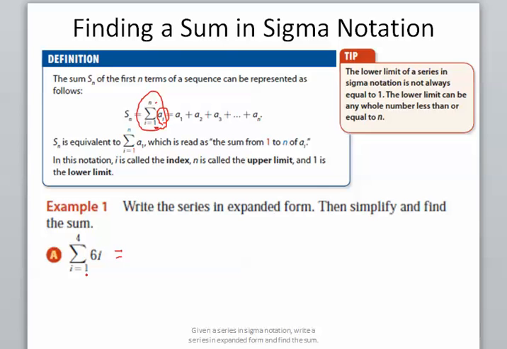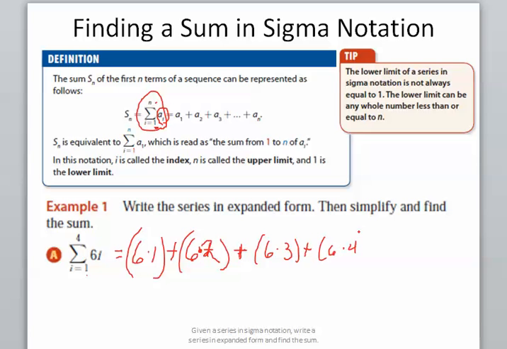So i starts at 1, so I'm going to say 6 times 1 plus, well, I'm going to go to 2, 6 times 2. I'm going to put these in parentheses so that we don't lose track of them. 6 times 1, 6 times 2, plus, I'm adding, that's what sigma means, 6 times 3 plus 6 times 4. And that's where I'm going to stop. Why? Because the last number here is a 4.